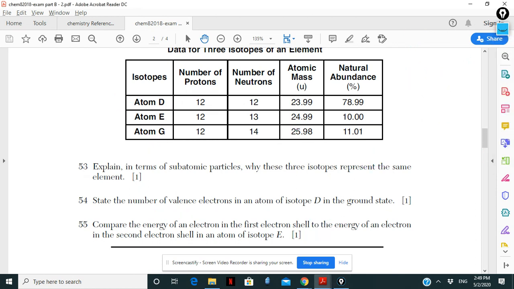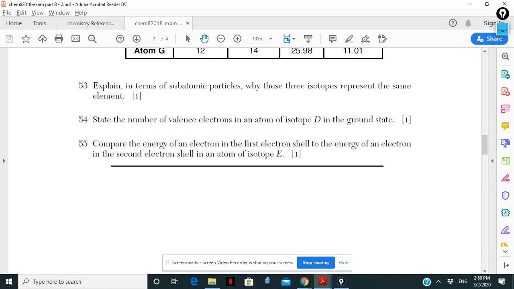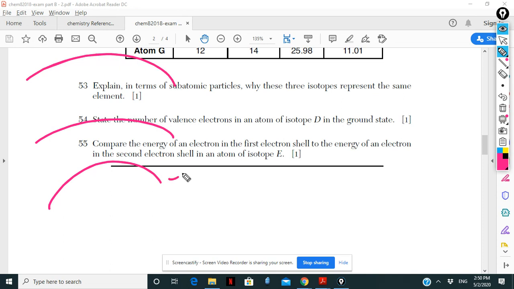Okay. Compare the energy of the electron in the first electron shell to the energy of the electron in the second electron shell. So as we know, to jump up energy levels, you need to add energy. So the energy of the second shell is higher than the energy of the first shell. The same is true for the electron, so the electron in the first shell is going to be lower in energy than the second shell.